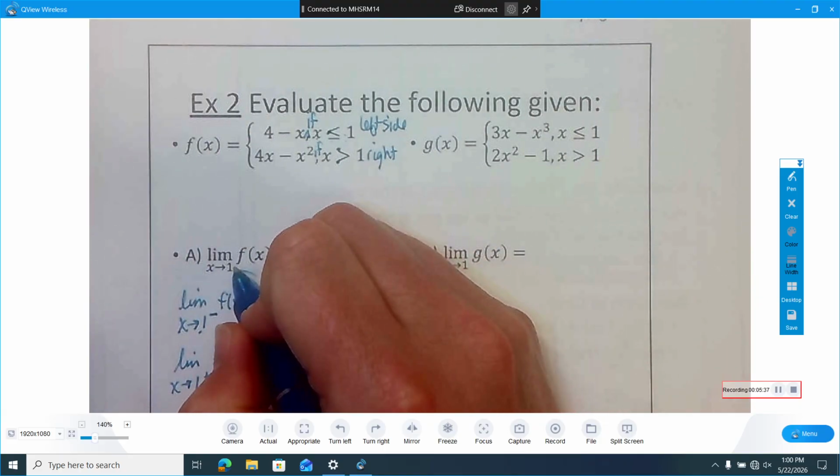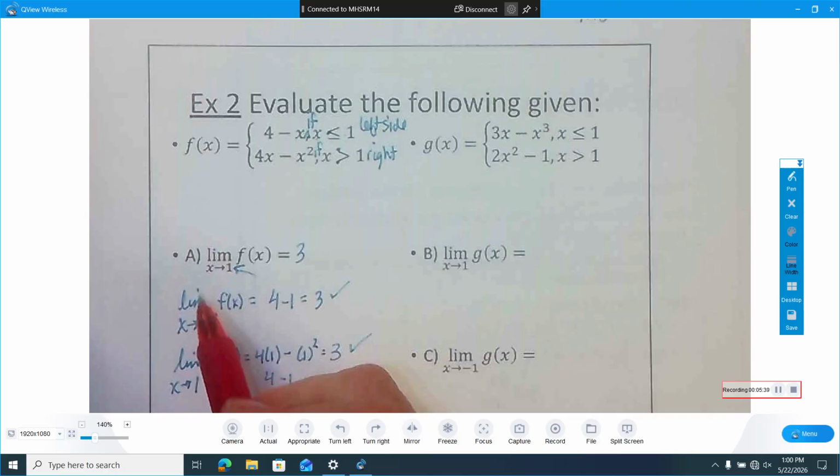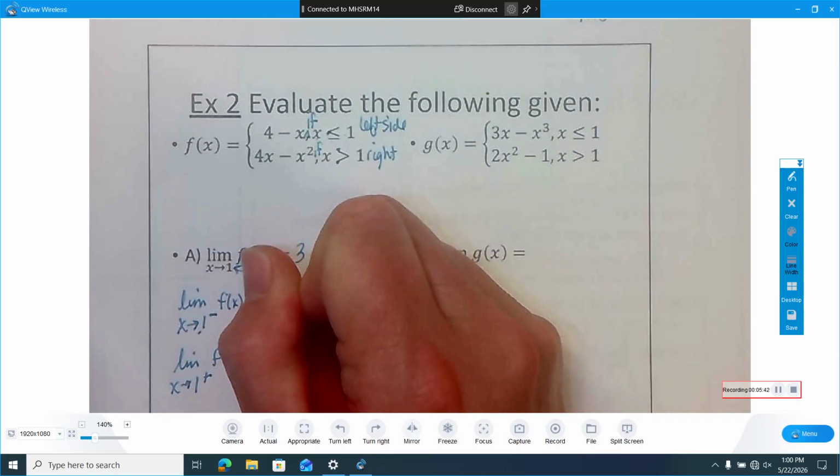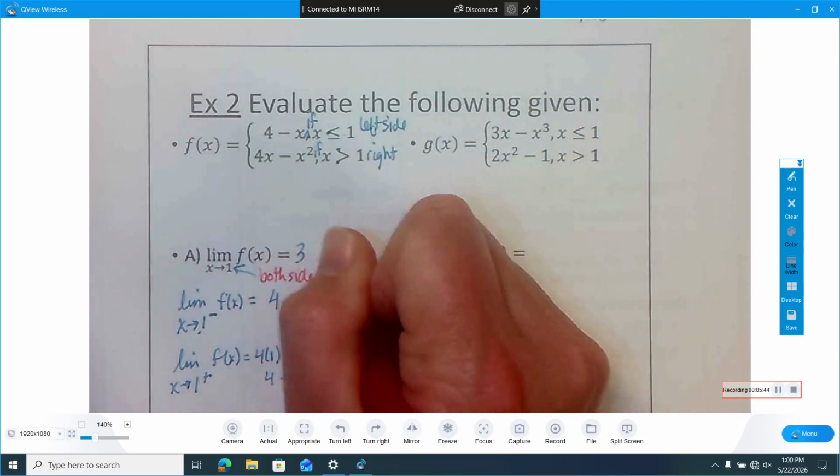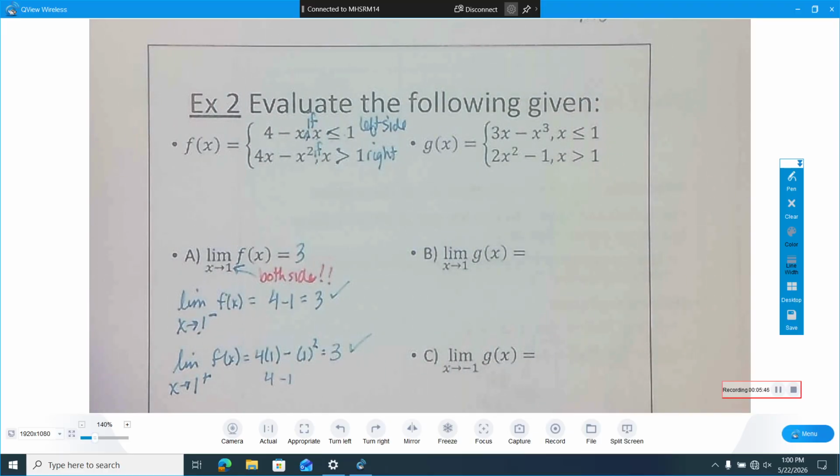And that's maybe a good way to think about it. When it's just a plain old x approaches 1, you've got to mean, does it mean both sides? Both sides. All right? You have to check both sides.